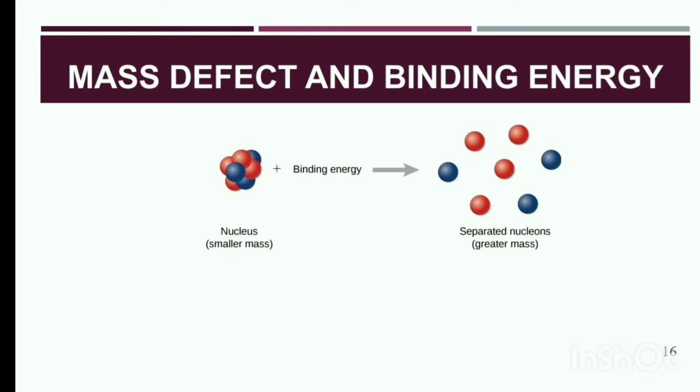We can also look at it the other way. If we were to break this nucleus, we have to supply energy, right? So this energy that comes into play is what we call binding energy. And the equation for binding energy is E = delta M c².